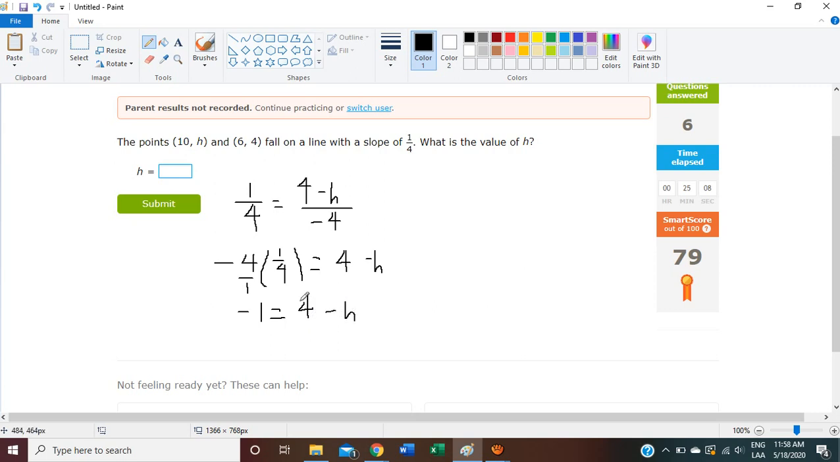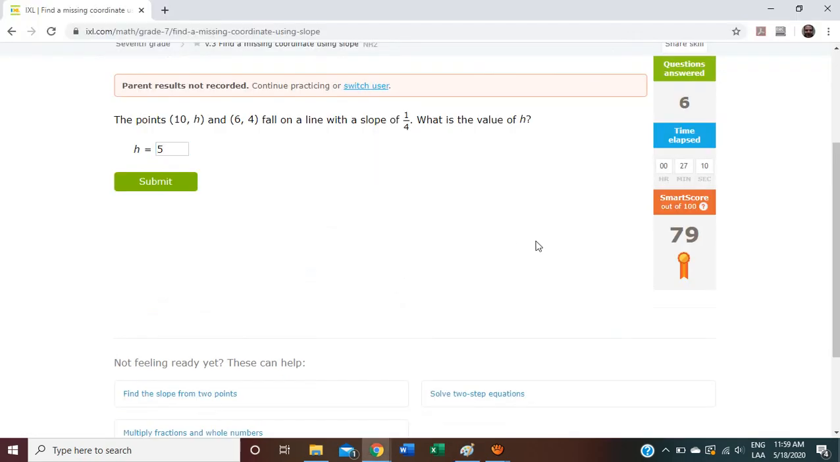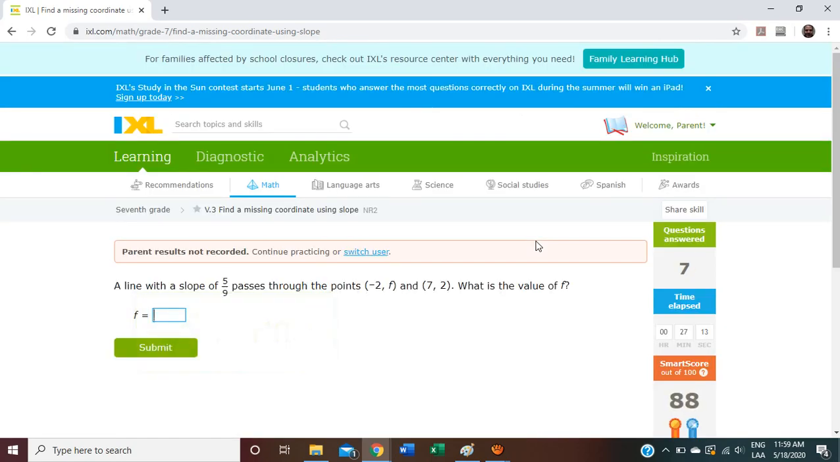So this 4 is adding. It is going to the other side by subtracting. So negative 1 minus 4 equals negative h. So negative 1 minus 4 equals negative 5. 5 equals negative h. So I change the symbol in both sides, and h equals 5. All right. Okay, this is going to be the last one.